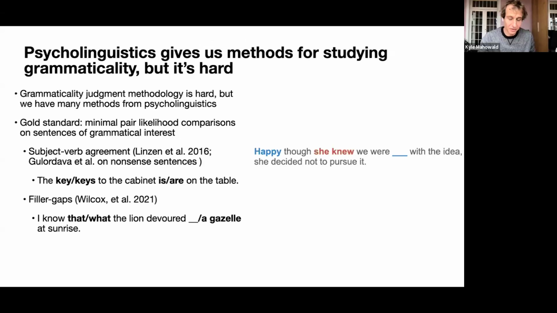There we go. Right. So for the filler gaps, right, the key point here is that with these long distance dependencies, I know that the lion devoured a gazelle at sunrise is grammatical. I know what the lion devoured at sunrise is grammatical. But you can't say I know what the lion devoured a gazelle at sunrise, right? And you can't say I know that the lion devoured at sunrise. And so knowing what goes in this slot is going to crucially depend on what happened here.